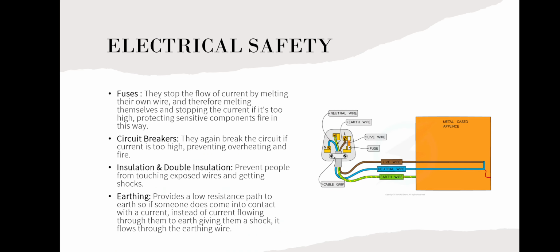Lastly is earthing. Earthing provides a low resistance path to earth. So if someone does come into contact with the current, what happens is that instead of current flowing through them to earth, giving them a shock, it flows to the earthing wire, preventing them from shock.